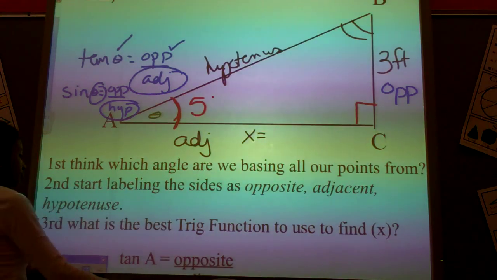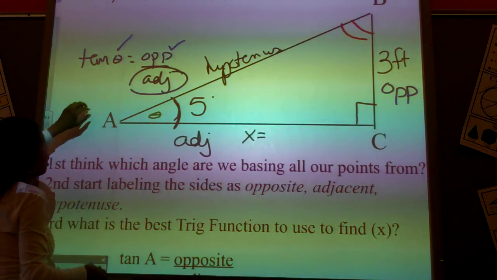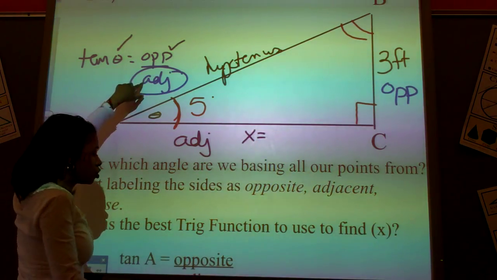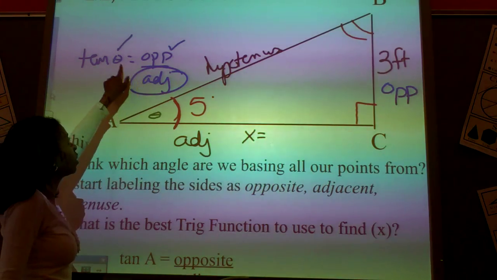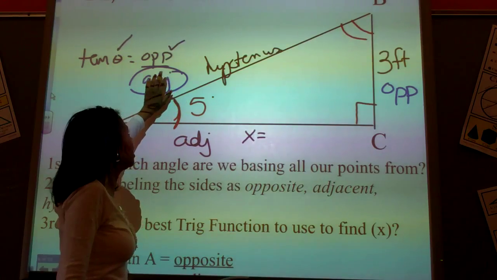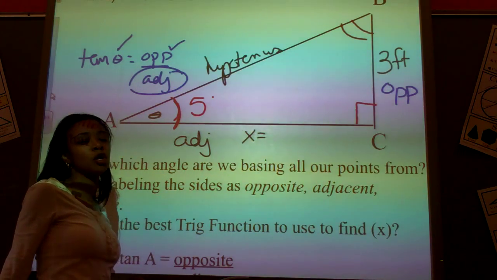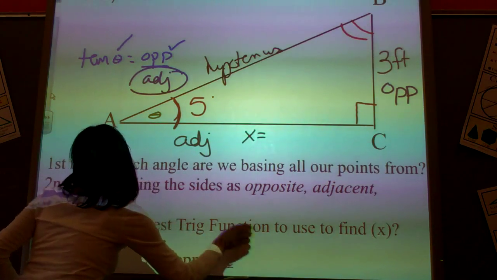All right, let me clear this here. I like tangent. Again, tangent says opposite over adjacent. I chose tangent because I have theta, which is 5 degrees. I also have the opposite leg value, which is 3 feet, and I'm only missing one unknown, the adjacent leg, which is also what I need. So here it is.